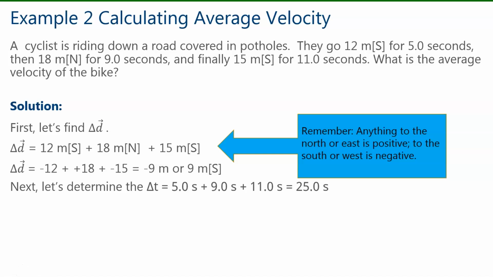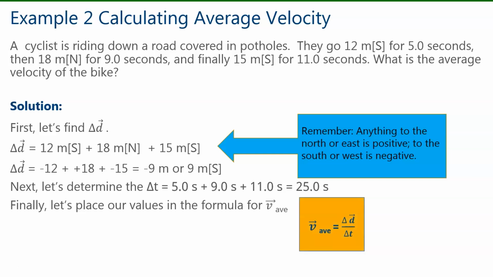Next, let's determine the change in time. We have 5.0 seconds plus 9.0 seconds plus 11.0 seconds. That gives us 25.0 seconds. Remember, when we're adding or subtracting, our answer has the least number of decimal places as the numbers in our problem. In this case, all the numbers in the problem had 1 decimal place, so our answer has 1 decimal place.